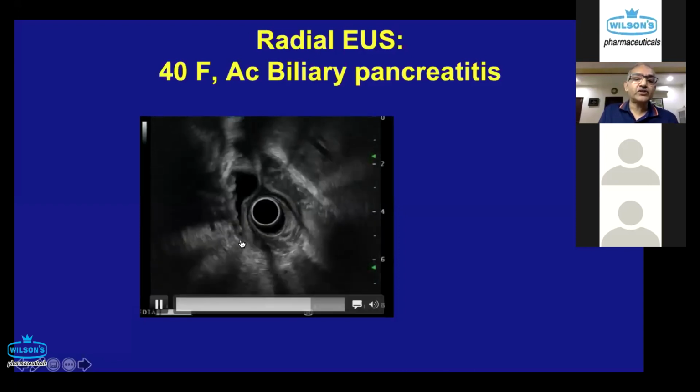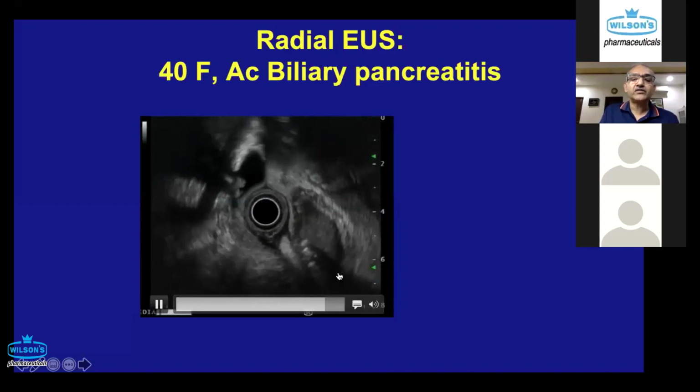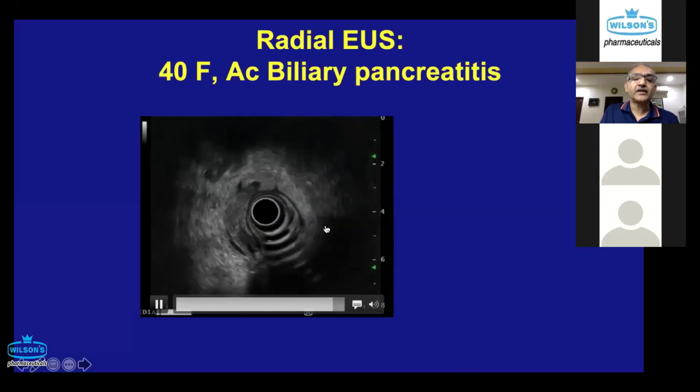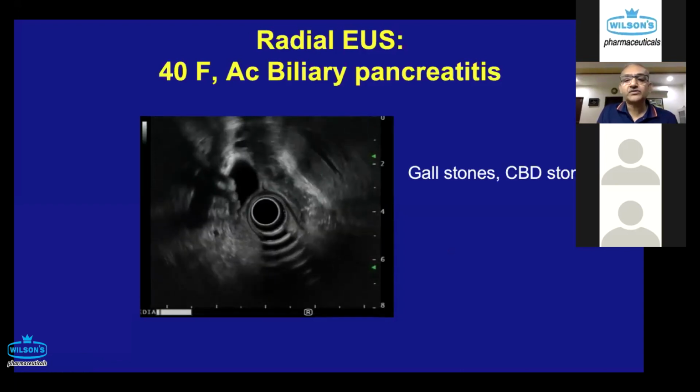The top ones are quite easy to see, but the one at the ampulla becomes a little difficult. You can also see the gallbladder stones with the thickened gallbladder here. So this is a patient with gallstones and CBD stones with mild biliary pancreatitis, who soon underwent an ERCP in the same session. And that's another advantage: if you're sedating your patient while doing EUS and a facility of fluoroscopy is present in the same room, which most centers have, I think it's wise to do the ERCP in the same session.